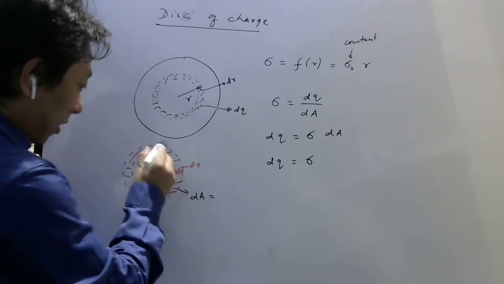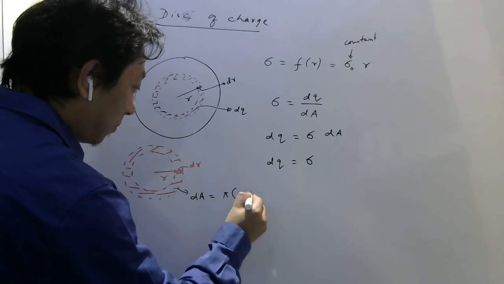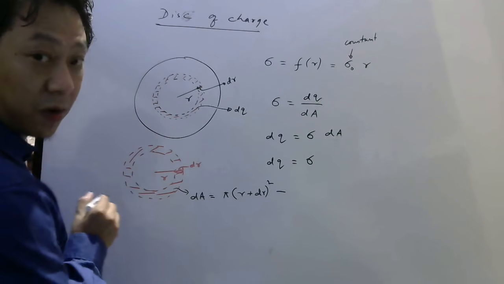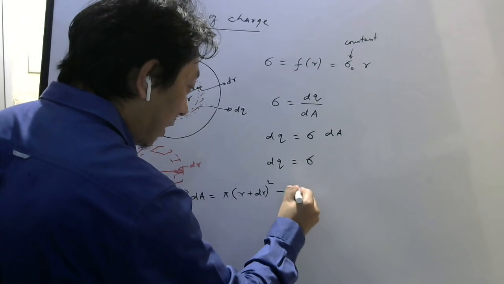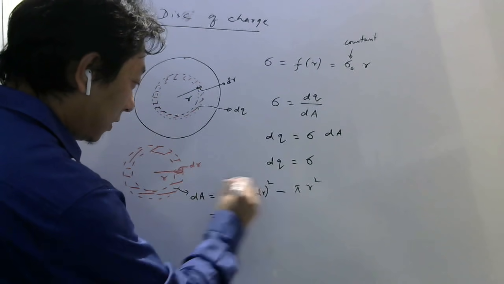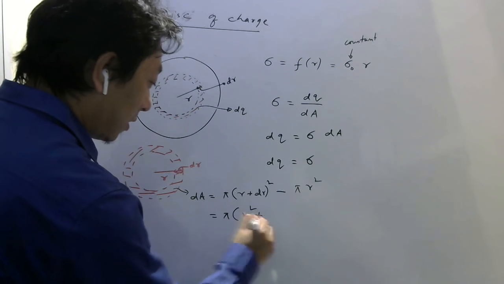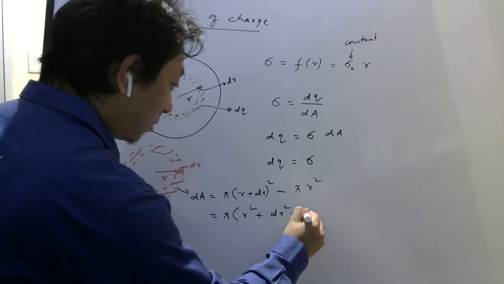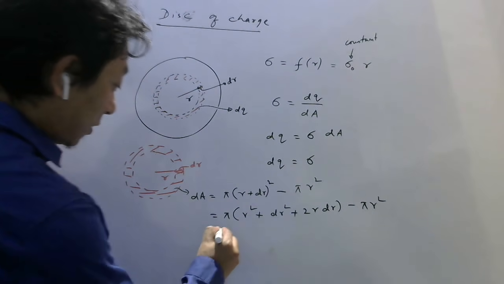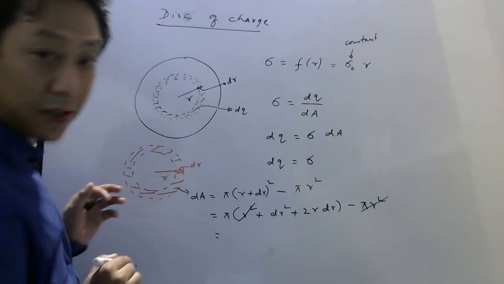So the area dA will be what? This big area will be how much? Pi radius square. What is the radius for this circle? R plus dr, whole square, minus you subtract this small area. What is the area of this small part? Pi radius is small r, square. Correct or not? Okay. Now you open this bracket, apply the formula a plus b whole square. So r square plus dr square plus 2r dr, minus pi r square. Then multiply pi with r square, that will cancel with minus pi r square. So this and this will cancel.